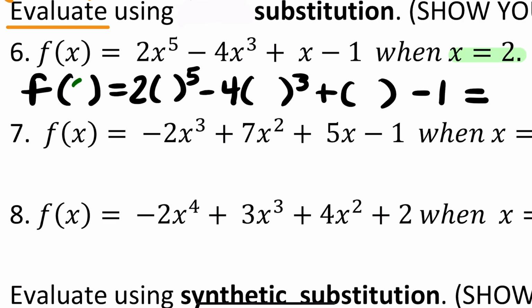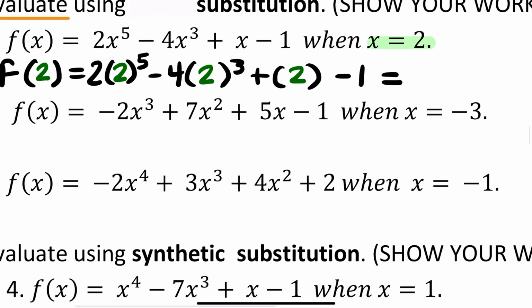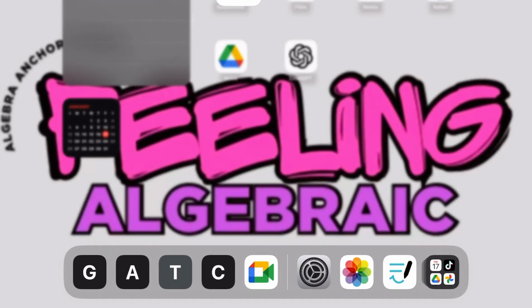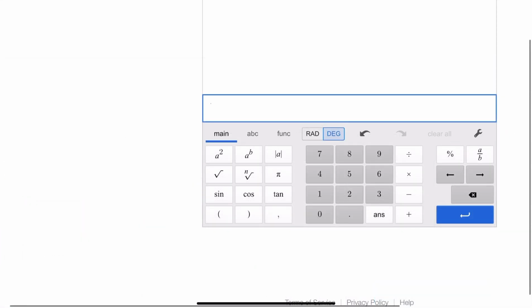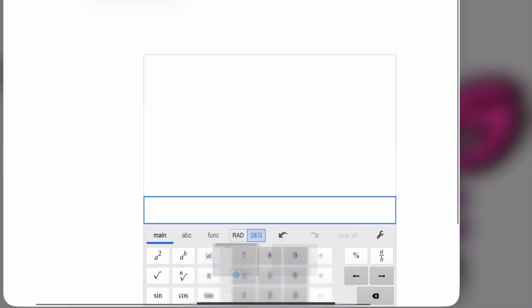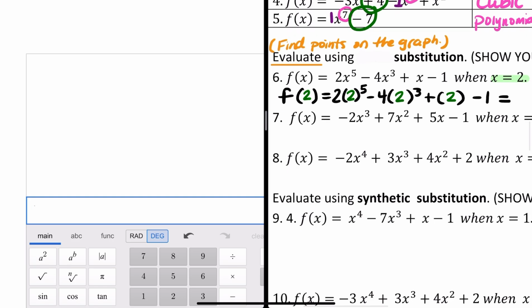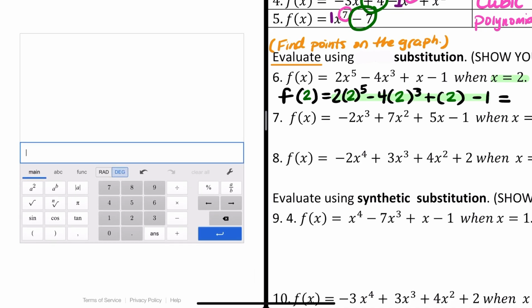So we're writing that f of 2 is equal to 2 times 2 to the 5th power minus 4 times 2 to the 3rd power plus 2 minus 1. Okay? Now, you can evaluate this on your own using PEMDAS, but I'm just going to go ahead and use a calculator. So I'm going to use Desmos' scientific calculator to evaluate this. So this is what I'm going to plug into the calculator right here, just this portion, right? We can't plug an equal sign into the calculator. We're going to let the calculator do the equating.